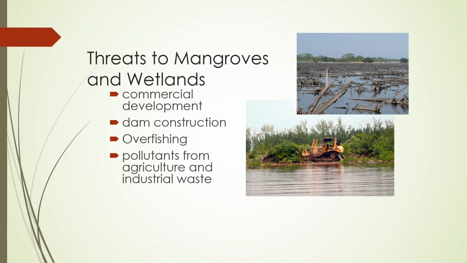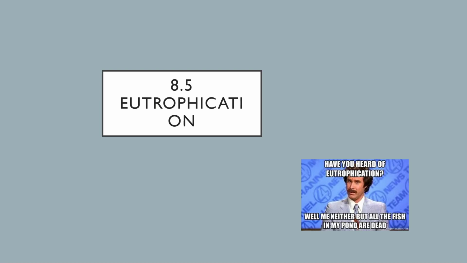Some of the threats to mangroves and wetlands are commercial development, dam construction, overfishing, and pollutants from agricultural and industrial waste. So essentially removing wetlands or removing mangroves for development. A lot of these things happen because we want to use the land where these are, because we want that oceanfront property. So that is the end of our fourth video on human impacts on wetlands and mangroves.